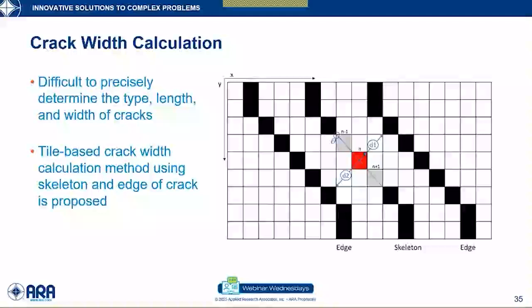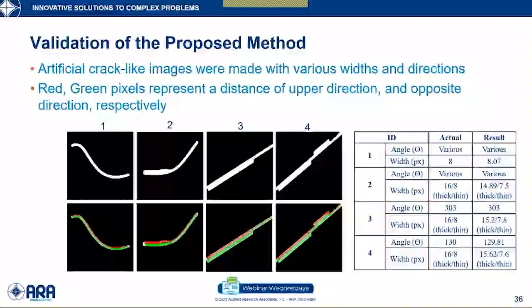And to validate the accuracy of the proposed crack width calculation method, artificial crack images were made with various widths and directions. Then the crack width calculation module was applied on these images, and here is the result. In the figure, the red pixels represent a distance of the upper direction that I just showed in the previous slide, and the green pixels represent a distance of the opposite direction. As you can see, the result of the proposed method is quite good compared to the actual result.